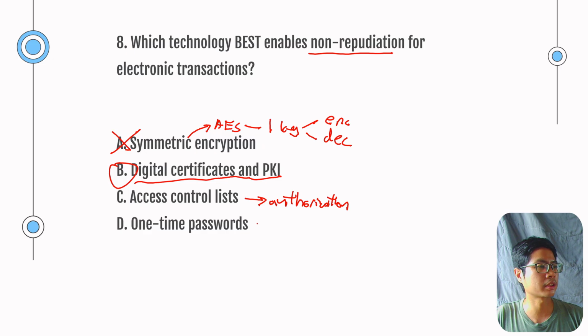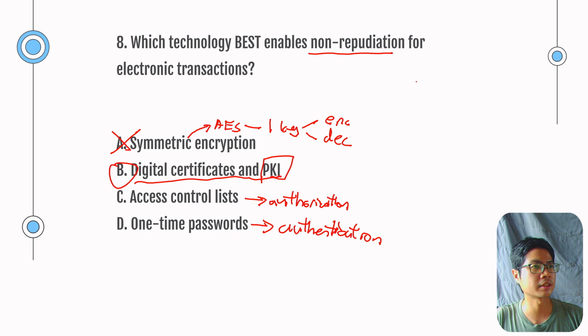And one-time passwords, maybe this would be under, I would guess, authentication. And this leaves us with digital certificates and PKI. So we've explained digital certificates quite a bit. So let's take a look at what PKI is. PKI is actually a public key infrastructure. And what this means is that there's a server that will save everybody's public key in here.